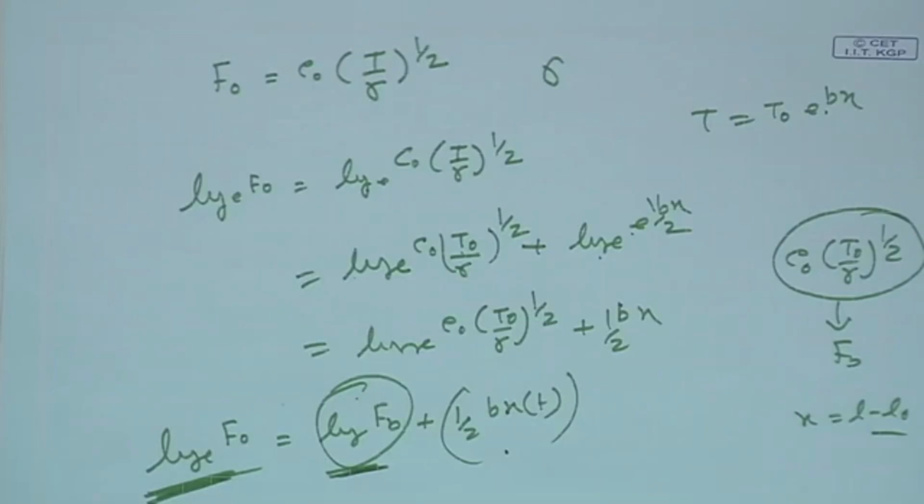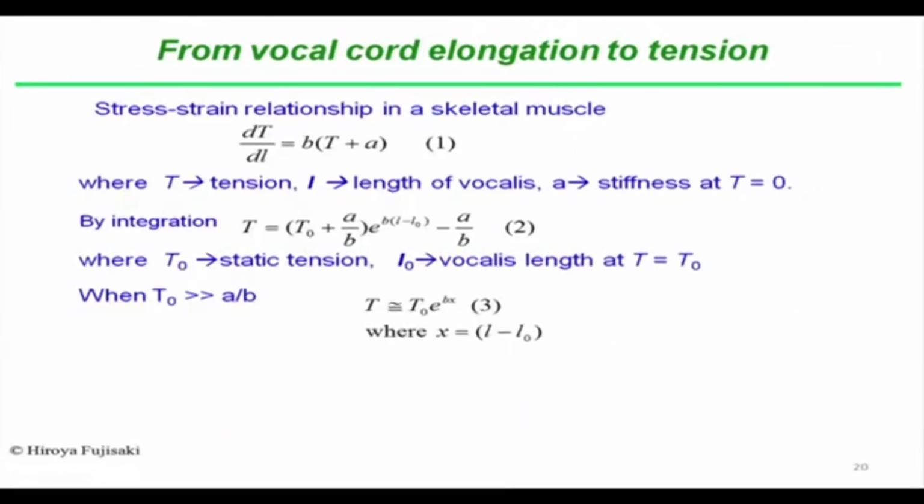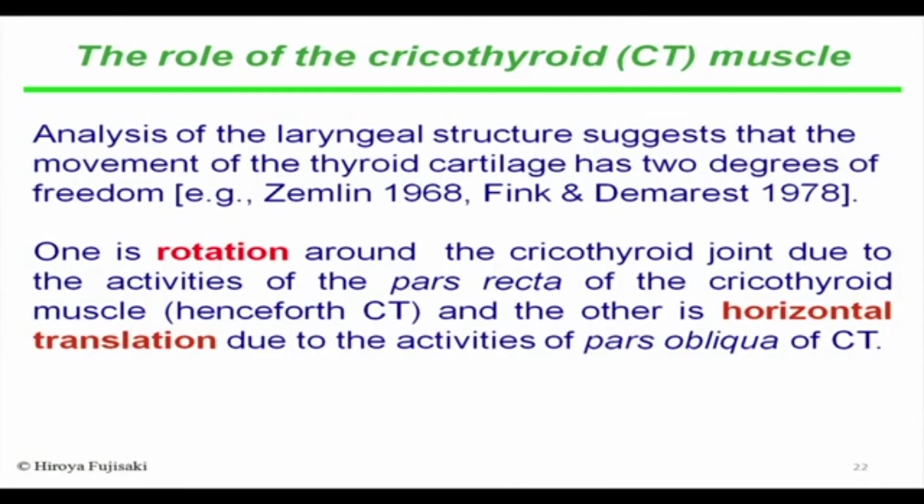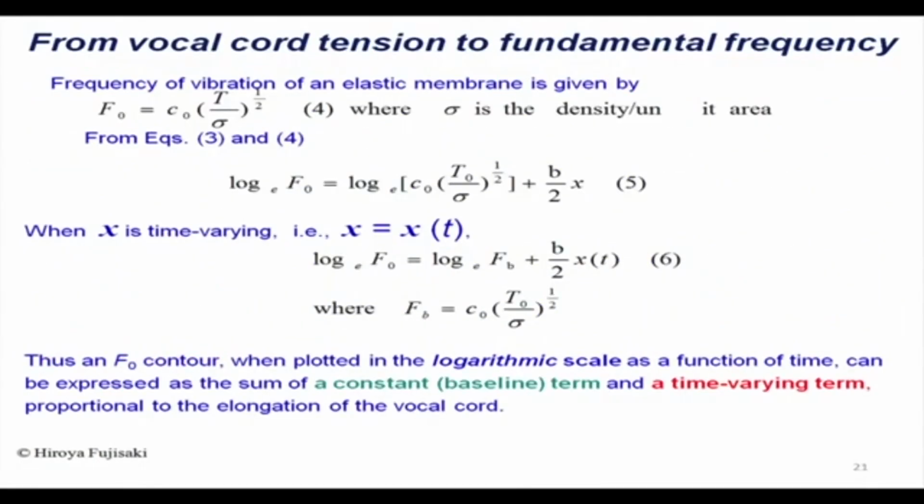So how is this time varying term generated? This time varying term is generated due to the muscle movement, when the vocal cord is housed in a muscle cage, or you can say a bone cage, connected by muscle, and that movement is defined as x(t).